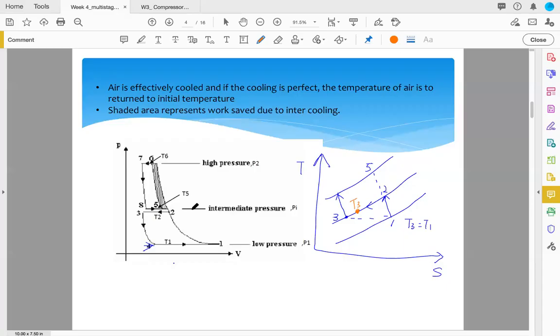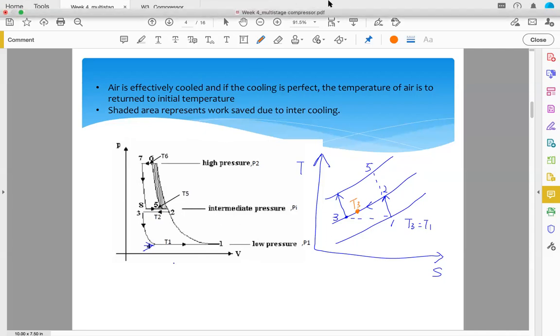So after this, let's have a look. Your question might be, when T3 is the same as T1, remember, this is P over V, this is not T over S. So in a perfect condition, T3 should equal T1. But this is very hard to achieve.